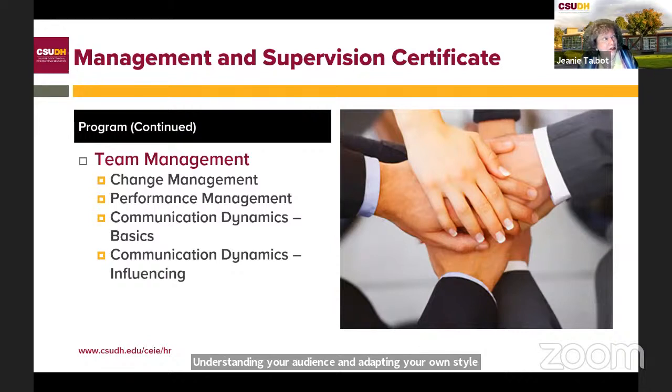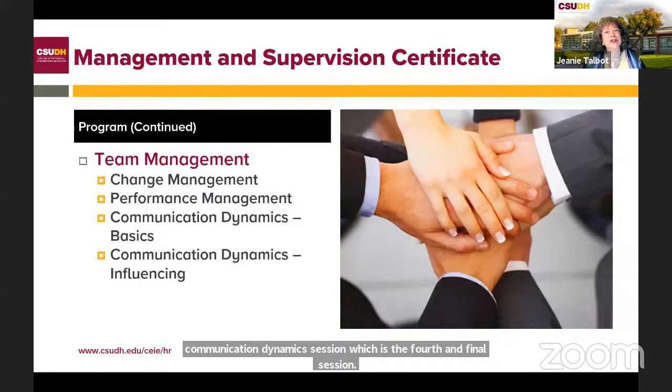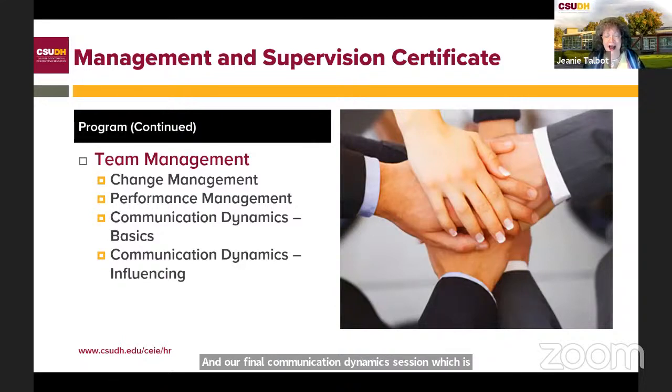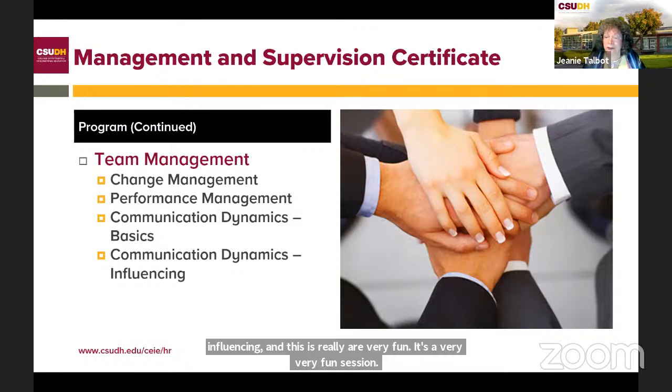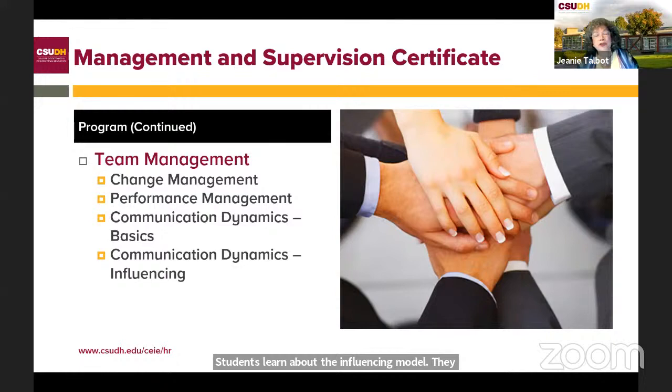In our final communication dynamics session, which is the fourth and final session, we talk about influencing. And this is really a very, very fun session. Students learn about the influencing model. They talk about another person's point of view, coming as close to a 50% negotiation result as possible.